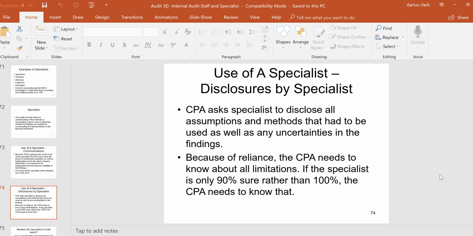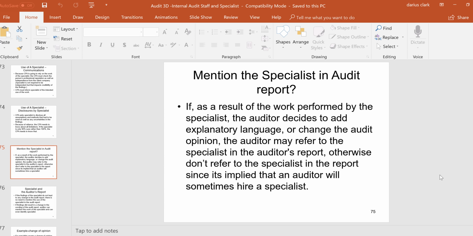So what if the specialist comes back after looking at the diamonds and saying, I'm only 90% sure that they're real. I'm not 100% sure. Well, the CPA needs to know that. Now, if they're 100% sure that they're real, then that's great. But if they're only 90% sure and they're a specialist, we need to know that, and that's why we're going to ask the specialist to disclose all assumptions, all methods, and any uncertainties in the findings. Because in the end, we're still taking the risk here, giving an unmodified opinion if they're only 90% sure rather than 100% sure. So we want to know if they have any limitations, any uncertainties.